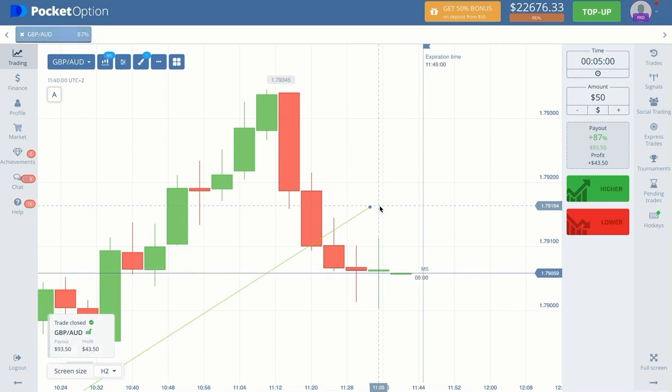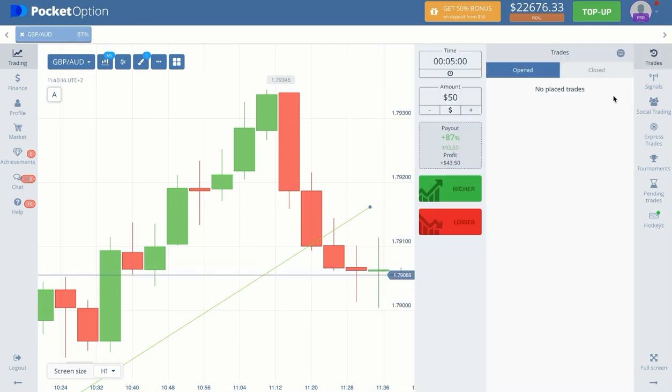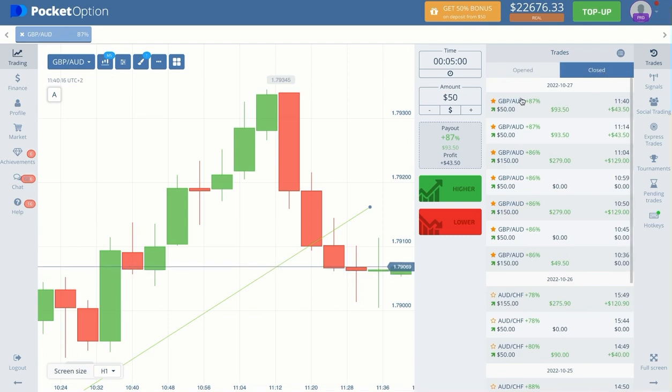It was close, but we won again without Martingale. So we are ready now. Trading session closed with 3 trades. We won 3 of them and earned over $160 in under 20 minutes.